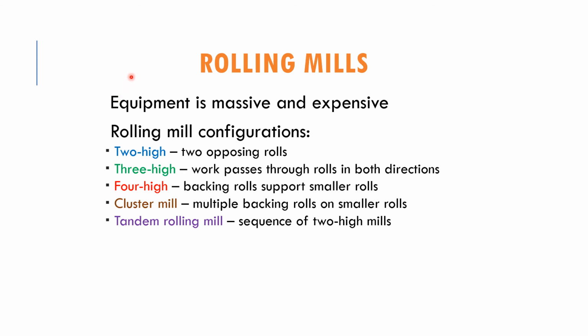So in here, we are going to look into the rolling mills. For rolling mill configuration, there are 5 types. They have 2 high, which is only 2 opposing rolls; 3 high, where the work passes through rolls in both directions, meaning that there is a stack of 3 rollers; and then we have 4 high, where backing rolls support the smaller rolls; cluster mill, with multiple backing rolls on smaller rolls; and also tandem rolling mills, where there will be a sequence of 2 high mills.